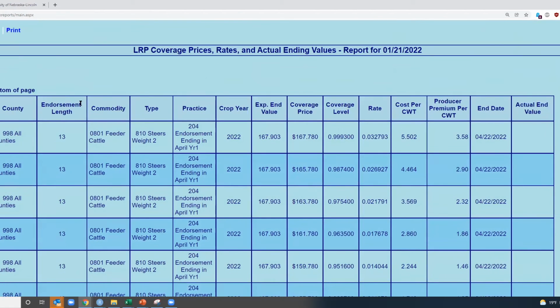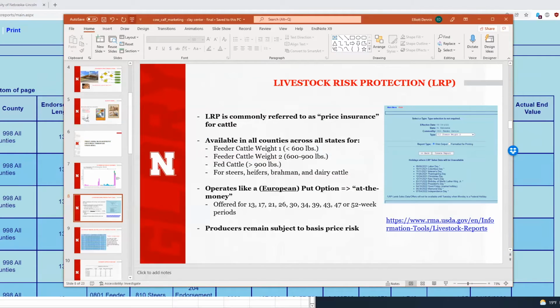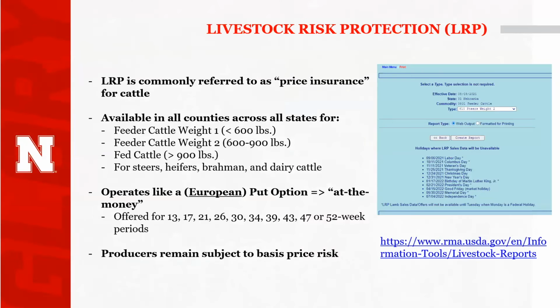But once again, go to USDA RMA and you'll put in all this information, and then you'll create this report right here. Let me go back now to the PowerPoint.